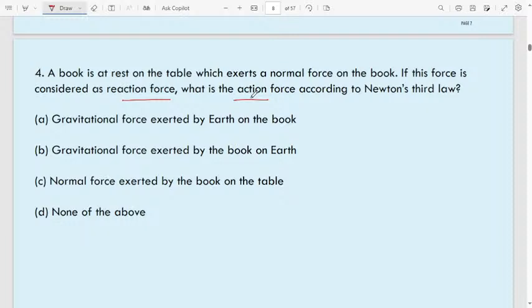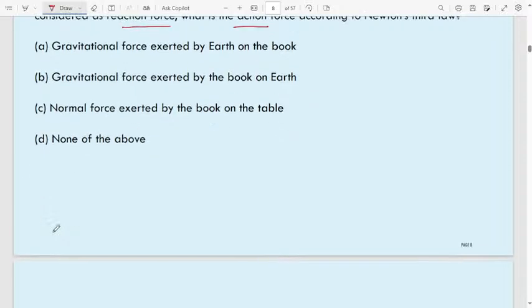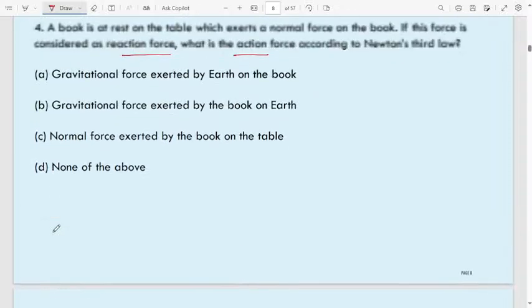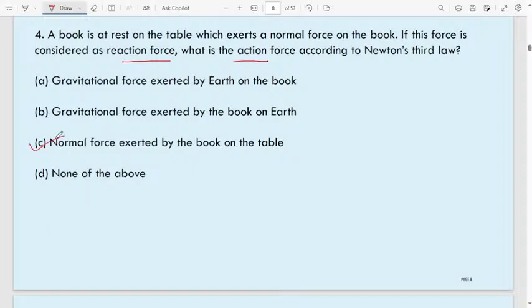Here a book is at rest. Because of its rest position the book exerts a force on the table. That we will consider as a reaction. Then what is the action they are asking in this question? Option A, gravitational force exerted by the earth on the book. Option B, gravitational force exerted by the book on earth. Option C, normal force exerted by the book on the table. Option D, none of the above. What is the correct answer? The correct answer will be option C.